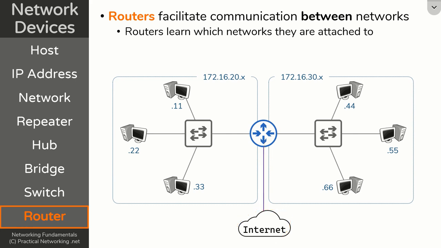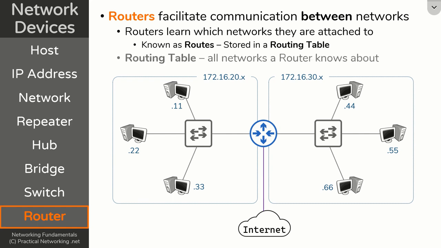The knowledge of each of these different networks is known as a route, and all these routes are stored in what the router calls a routing table. A routing table is therefore all the networks that a router knows about, and the router is going to use this routing table in order to funnel traffic out the appropriate interface.